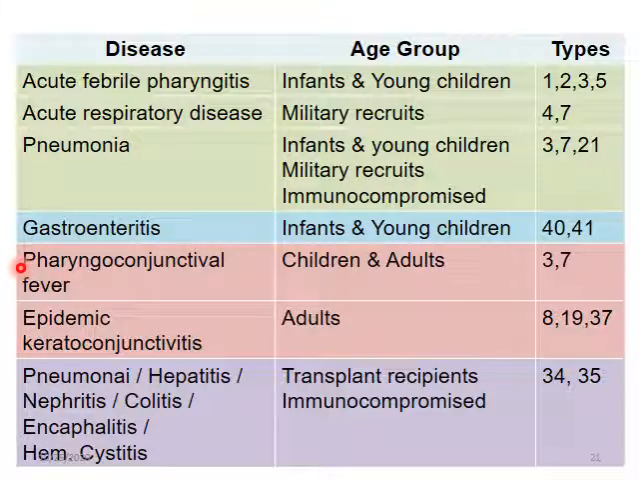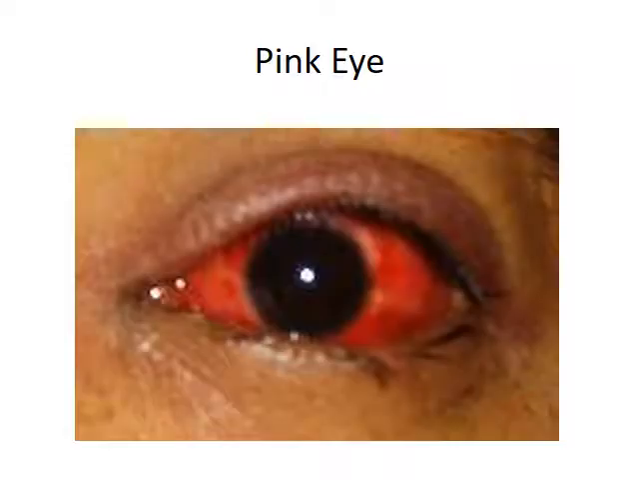pharyngoconjunctival fever, which is also called swimming pool conjunctivitis, which is seen in children and adults, epidemic keratoconjunctivitis, which is also called shipyard eye, which is seen in adults, and in case of immunocompromised patients or any transplant recipients, the clinical manifestations are pneumonia, hepatitis, nephritis, colitis, encephalitis. You can see the picture of pink eye or conjunctivitis.